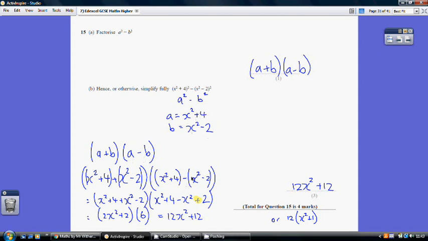Now just be ever so careful with the second bracket when we do the subtraction. We've got to minus the x squared, but we've also got to minus the minus 2. So that gives us a plus 2 there.